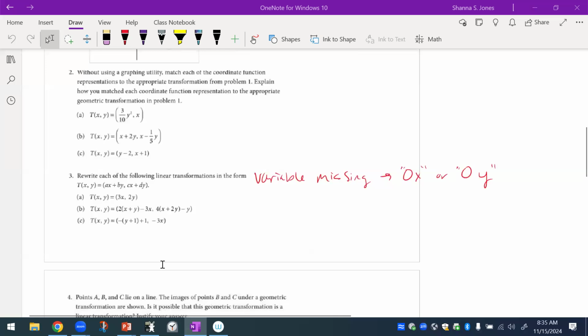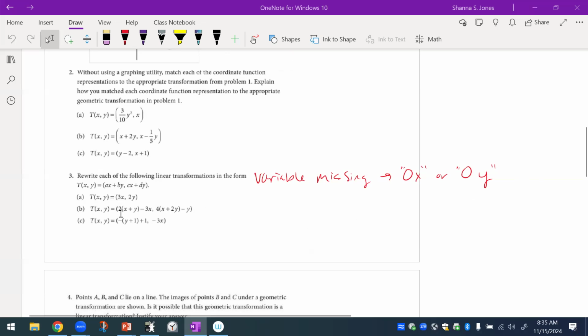So on three, it said to rewrite the following linear transformations in the form of AX plus BY, comma, CX plus DY. So this goes along with the class practice of rewriting. Rewriting means that you're filling in missing variables with either 0x or 0y, and you are simplifying. Okay. So if you look at A, my first coordinate is missing a variable. It's missing the y, right? In order for it to be in this format of AX plus BY, I need a y. So I would be using 0y to fill that in, is what it's asking you to do.